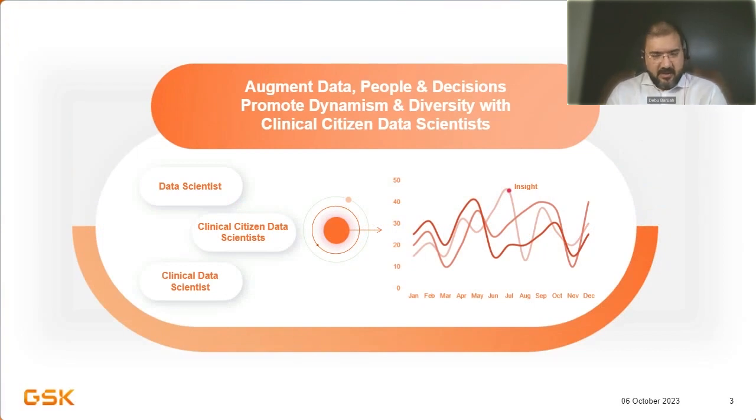Okay, back to the basics first. Let's set the ground. I'm talking about augmenting data, people, decisions. I'm going to talk about promoting dynamism and diversity with the clinical citizen data scientist. So I think the term data scientist is close to solidified. People in the whole industry understand what we mean when we say data scientist.